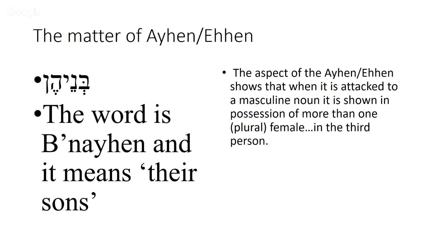The aspect of ahen / ehen shows that when it is attached to a masculine noun, it is shown in possession of more than one plural female in the third person. So what am I saying essentially is this. If I'm speaking to one person about two other females' sons, I would say to that one person, B'naihen, which means their sons. All right? B'naihen Tobim, their sons are good.